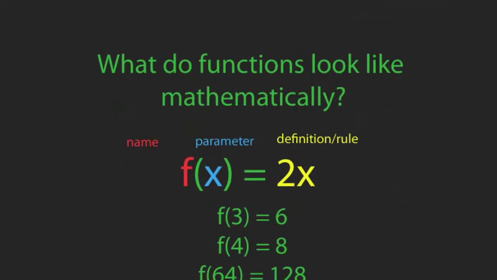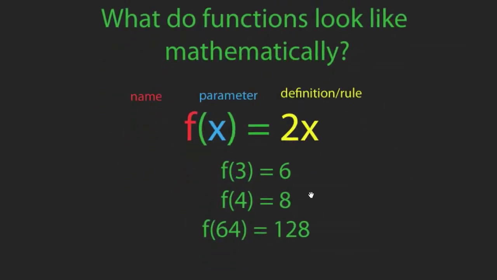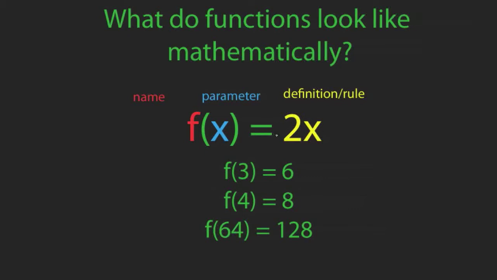So what do functions look like mathematically? Well, this would be the definition of a certain function. We have a name. In this case it's f. F is a really commonly used name for a function because f could stand for function. So you see that all the time. Parameter is x. It doesn't have to be x. I'll show you an example in a minute that doesn't use x. But it's kind of arbitrary what the parameter is. And then the definition or rule is usually some operation on the parameter because the parameter is going to be the input, and then the operation tells you how to take that input to an output.